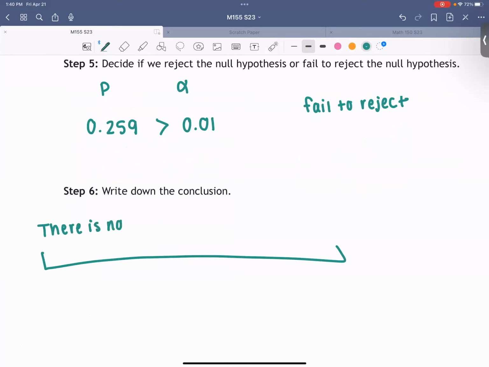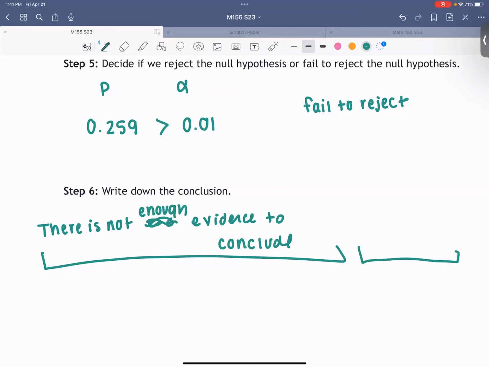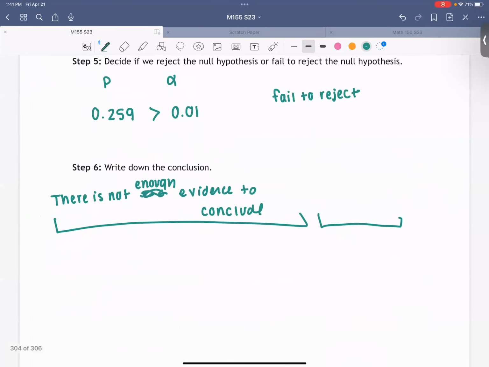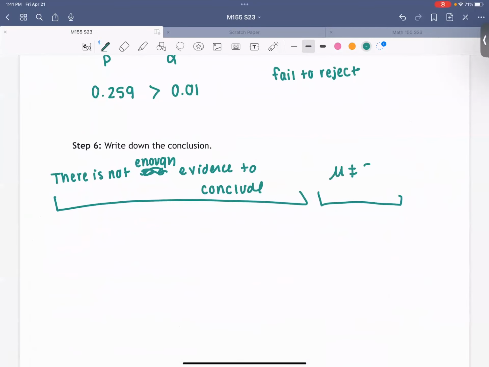There is not enough evidence to conclude. And then you end with the null or alternate hypothesis. Alternate, it's always the alternate hypothesis that goes at the end. The alternate hypothesis said mu is not equal to 3. So we write mu is not equal to 3.